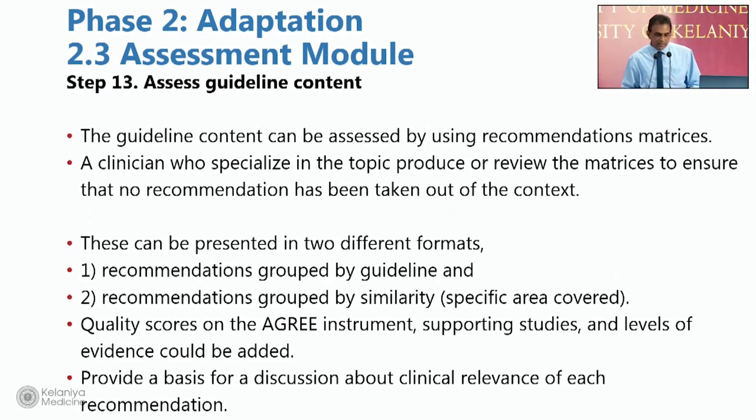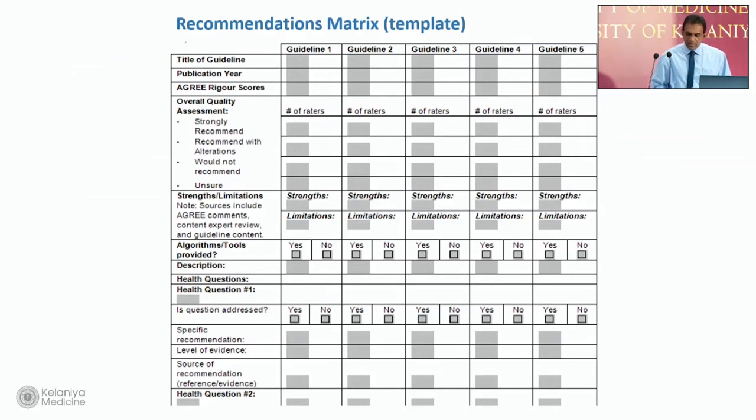Then the next step is to assess the guideline content. To assess the content, we can use a recommendation matrix. So I will show you. There are different methods of recommendation matrix. The columns are the guidelines, guideline 1, 2, 3, and then the matrix rows are title, publication year, AGREE score, strengths and limitations, health question addressed, then specific recommendations, level of evidence. Those are the content.